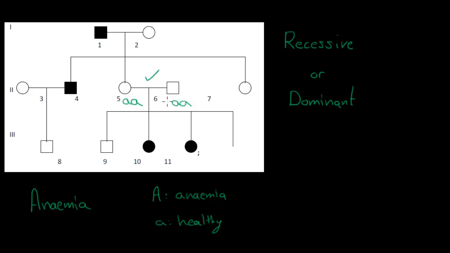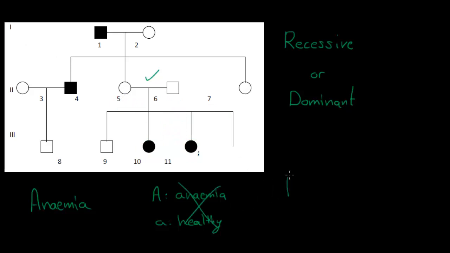So if these two persons are homozygous recessive, can they have offsprings that suffer from anemia? The answer is no. This cannot work because these two people will always have offsprings that have the genotype aa. So all of their offsprings will be healthy. So this theory is not correct. So let's remove everything here and let's start again by making another theory.